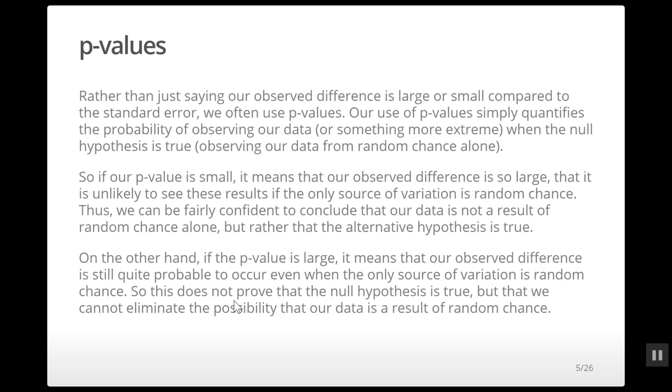But if the p-value is large, it means that the thing that we observed in our data is quite probable to happen even when the only source of variation is random chance, okay? So that doesn't prove that the null hypothesis is true, but we certainly don't want to eliminate the possibility that our data is from random chance, okay? So, it'd be like if you flip a coin 100 times, you would expect to get about 50 heads and 50 tails, okay?